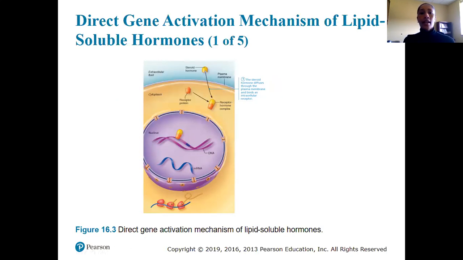So with steroid hormones and thyroid hormones, we are able to cause a response. That hormone is able to cause a response within the cell, and we call this process direct gene activation because the initial hormone is able to directly have an effect on DNA, because it's able to diffuse across the cell membrane because it is lipid-based.